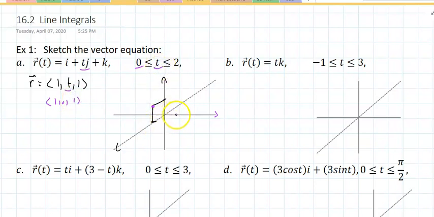T equal 1, and t equal 2. So what's important here is that you get the direction. The graph is only the purple part of what I did. Everything else is for reference. You're welcome to reference this any way you like.